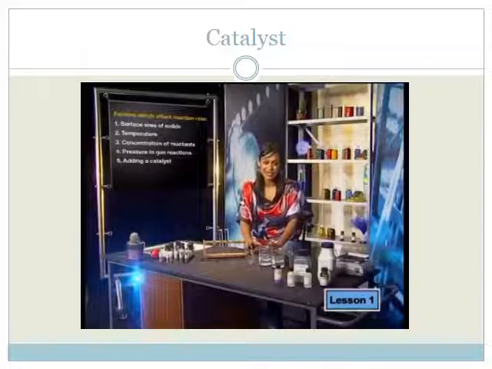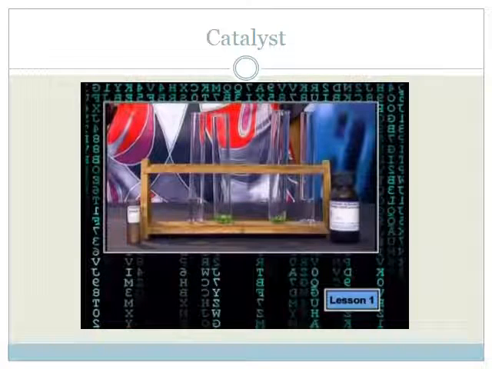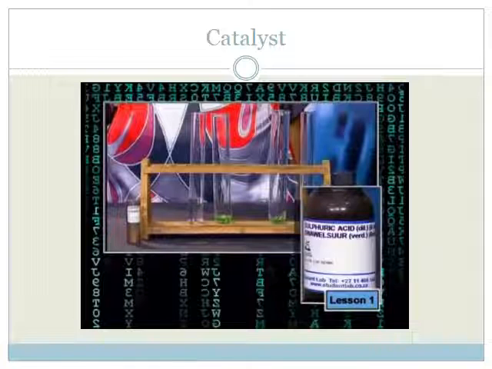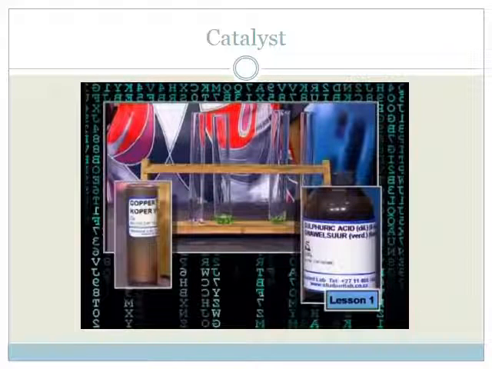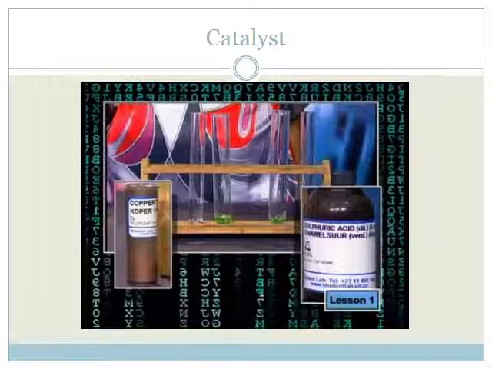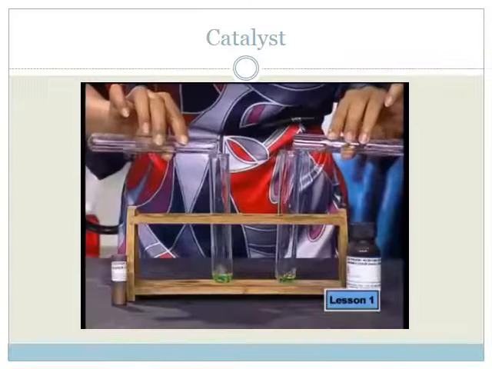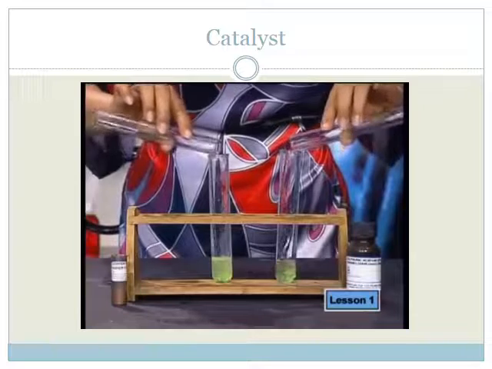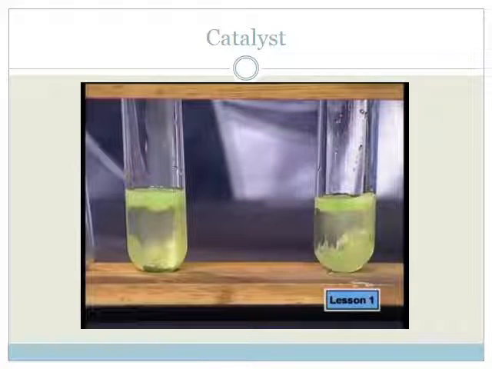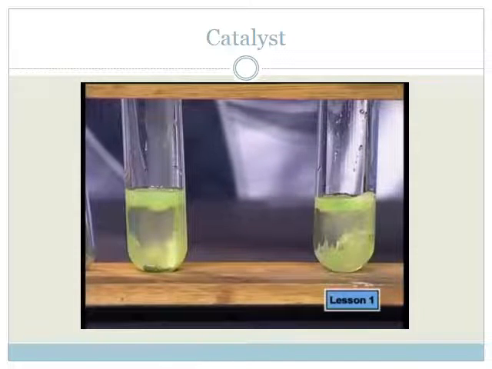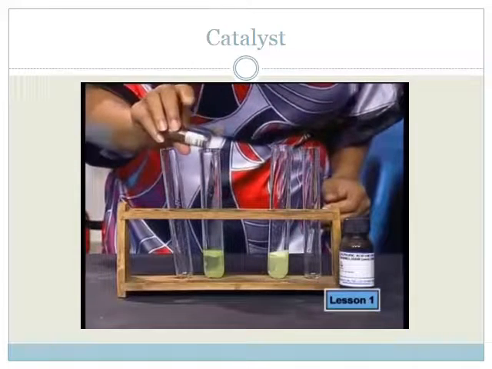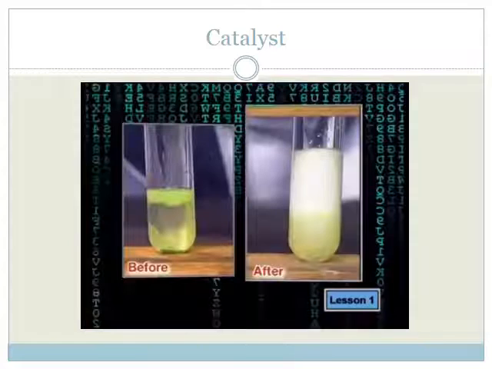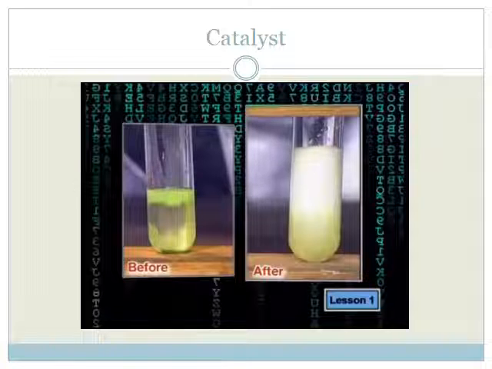We can increase the reaction rate of zinc with sulfuric acid with the addition of copper. So, in this case, copper is the catalyst. See how the amount of bubbles have increased after the copper was added.